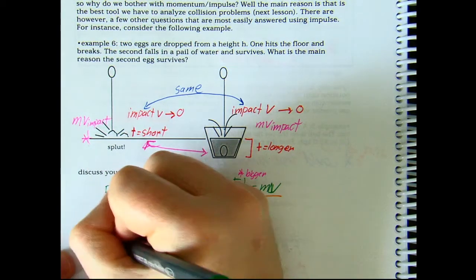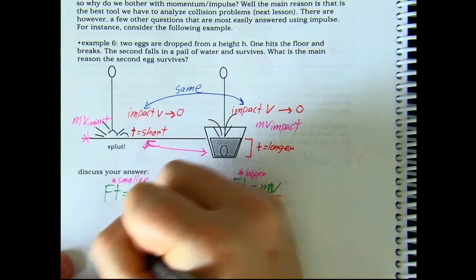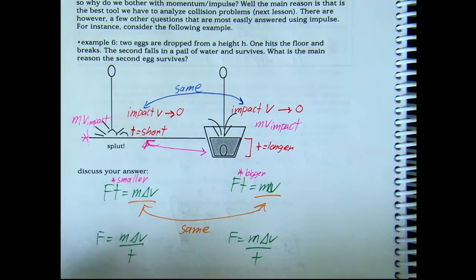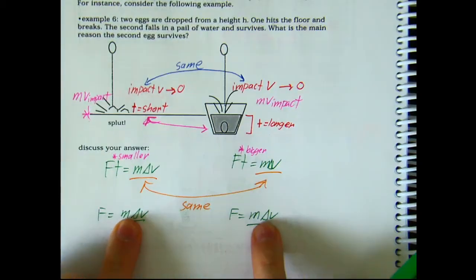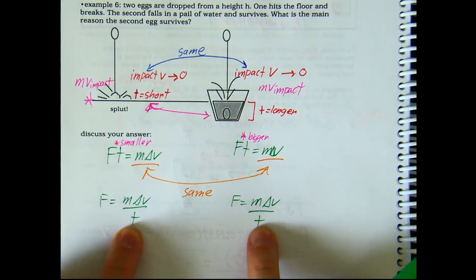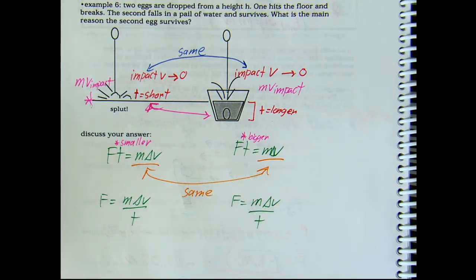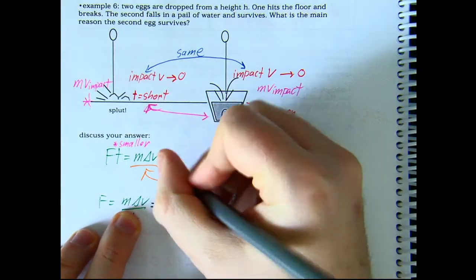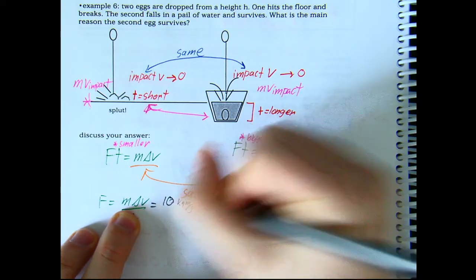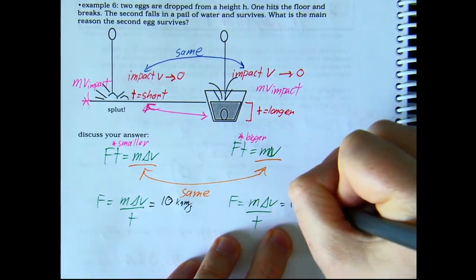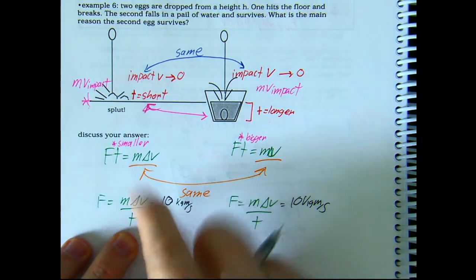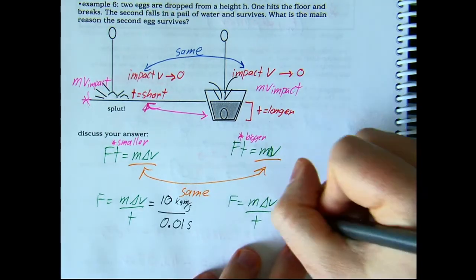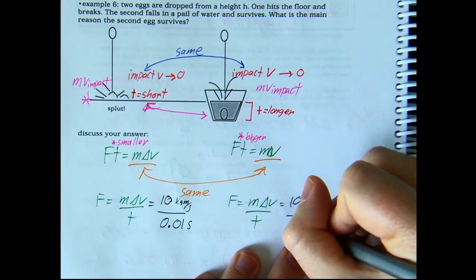Here I've got F equals, solve for that, delta v over t, so F equals m delta v over t. If these two tops are the same, and these two times are different, this one's smaller, this one's larger, I can show you using values. Let's say that this momentum was 10 kilogram meters per second, and this one was 10 kilogram meters per second, but this one takes 0.01 seconds to stop, and this one takes a half a second to stop.